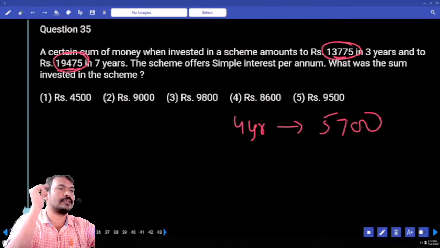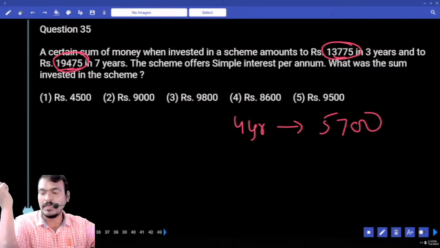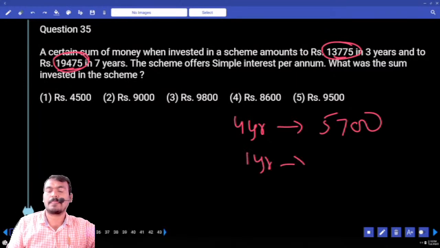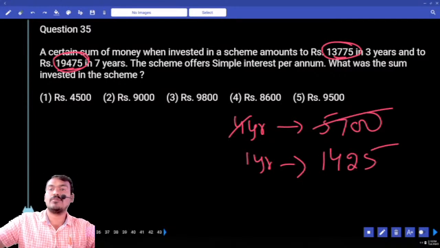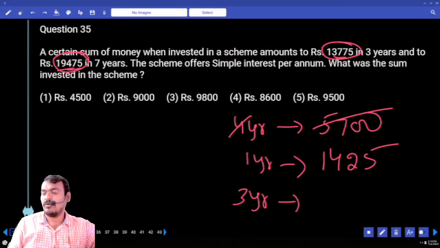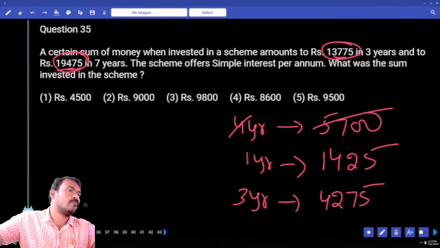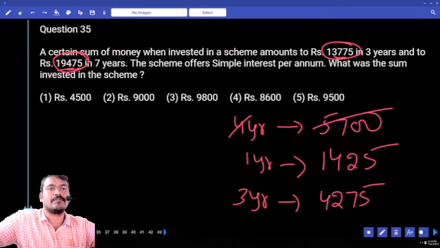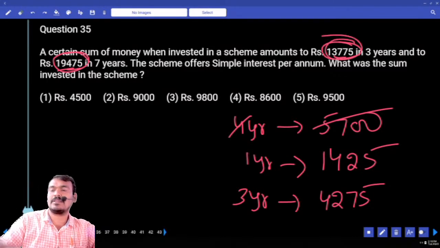In 4 years, 5,700 are increased or decreased? Increased. 4 years, 5,700. Then 1 year, how much value is increased? 1, 4, 2, 5, or not? Every year how much value is increased? 1,425. In 1 year, 1,425 is increased. Then 3 years, how much value is increased? 4,275, or not? 4,275 is how many years' interest? 3 years' interest or only 1 year's interest? 3 years' interest. Already we know the 3 years amount, or not?